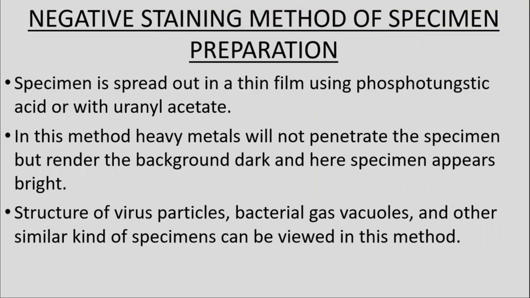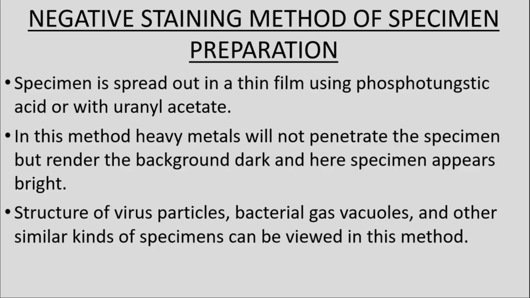Negative staining method of specimen preparation. The specimen is prepared as a thin film using phosphotungstic acid or uranyl acetate. In this method, the heavy metals will not penetrate the specimen but render the background dark, and the specimen appears bright in color. What types of samples can be viewed using the negative staining method? The structure of virus particles, bacterial gas vacuoles and other similar kinds of specimens can be viewed in this method.